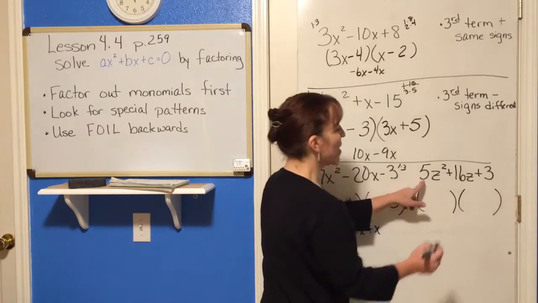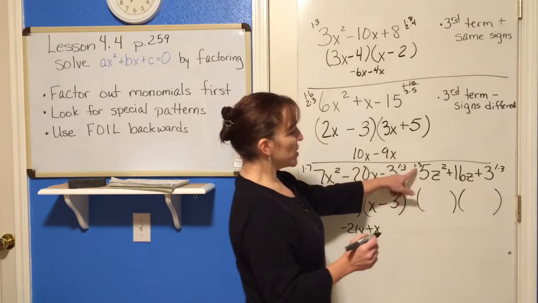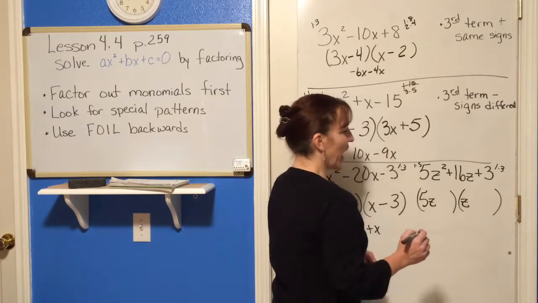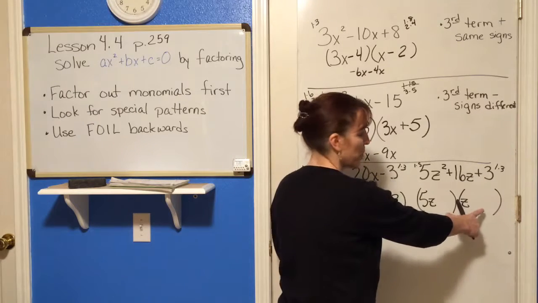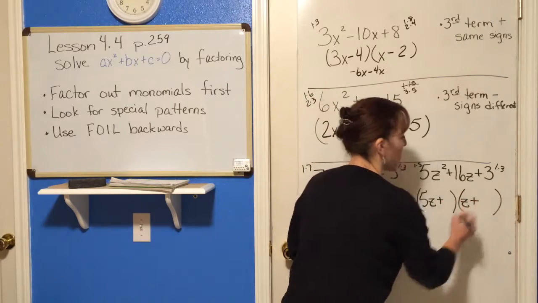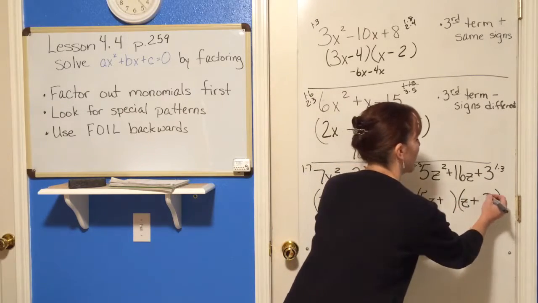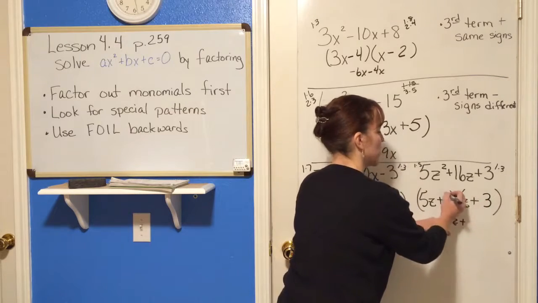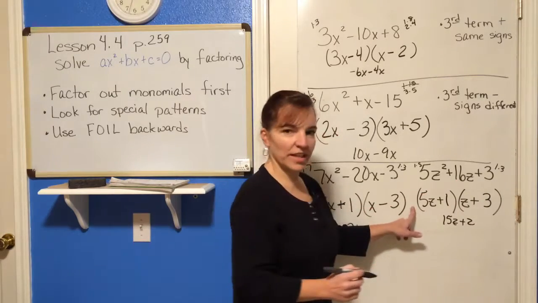Same type of thing here. 5 is just 1 and 5. 3 is 1 and 3. So this one should be quite simple. So we've got 5z and 1z. And because this is a positive third term, our signs are going to be the same in our binomials. And our second term is positive, so we're going to have 2 positive terms. And we want those to add together to get 16. So we need 3 times 5 to be 15z, plus 1 more z to equal 16z. So this is our final answer here.